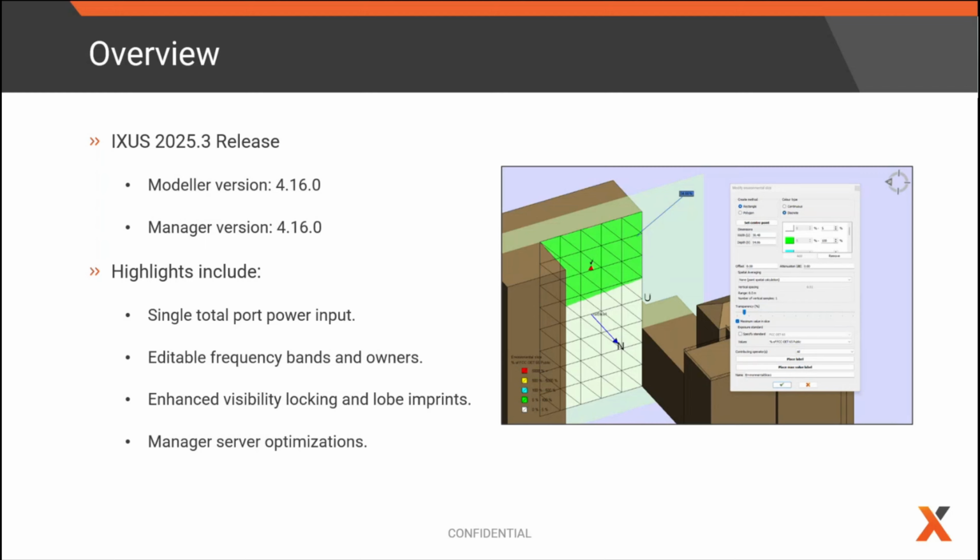So this release focuses on streamlining workflows and improving performance. For both the modeler and the manager, we have version 4.16. The four main highlights are the single input for total port power for easier antenna configuration, editable frequency bands and owners, improved lobe imprints with enhanced visibility controls, and significant manager server optimizations. Let's dive into each one of them.